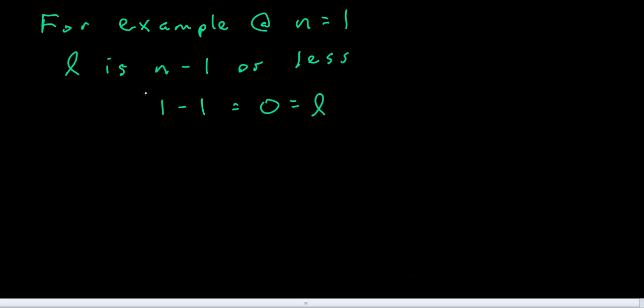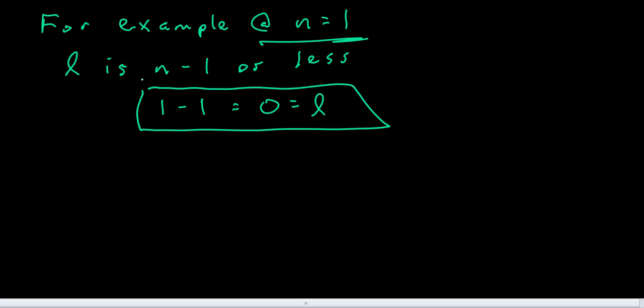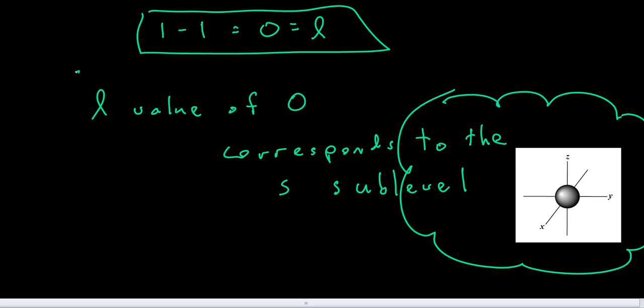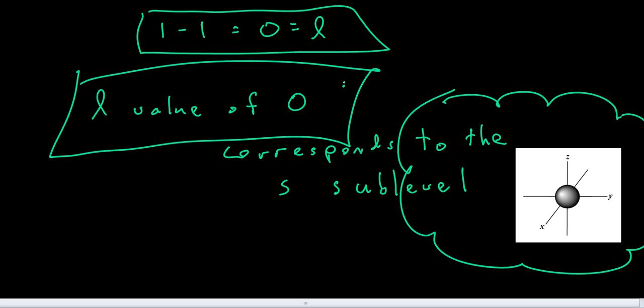For example, at n equals 1, L is n-1 or less. 1 minus 1 equals the value of 0 for our value of L when the energy level is 1. This L value of 0 corresponds to the S sublevel. The S sublevel, we may recall, is just a sphere-shaped sublevel. So when we have an L value of 0, what that's communicating is that the sublevel we're in is the S sublevel, or sphere-shaped sublevel.